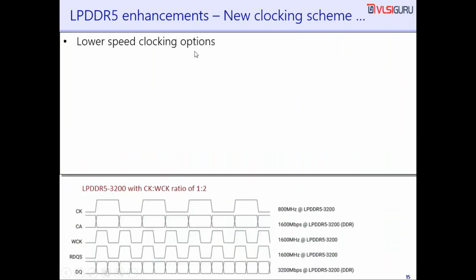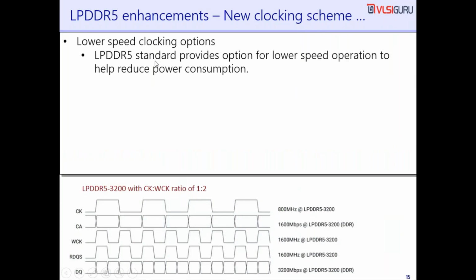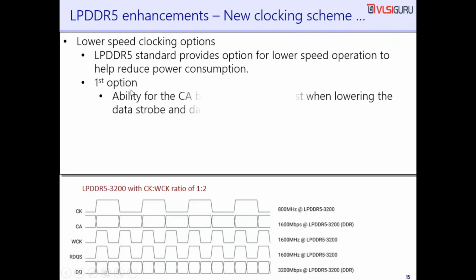Next, the second thing is lower speed clocking options. LPDDR5 standard provides option for lower speed operation to reduce the power consumption. First option is ability for the CA bus clock rate to adjust when lowering the data strobe and data transfer rates.